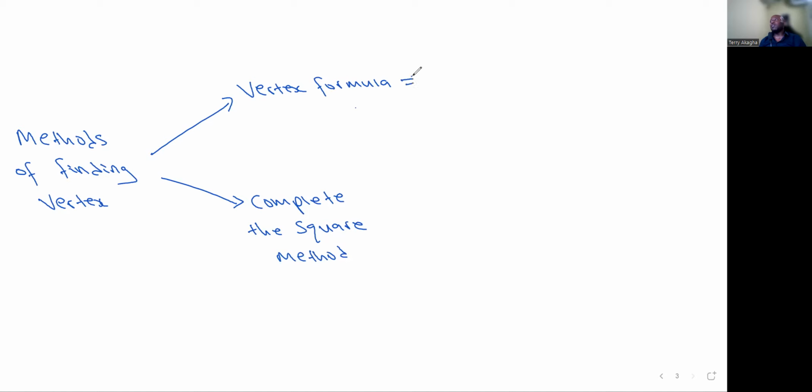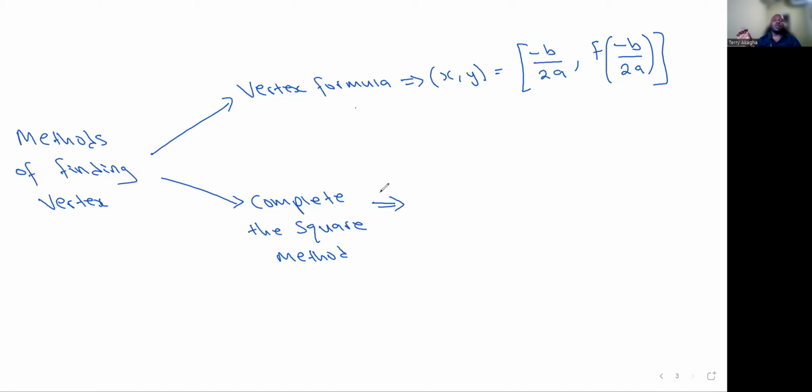So that means if we're looking for a vertex that is x and y, to use the formula, x is equal to minus b over 2a. And also to get y, you substitute minus b over 2a into the function, and that will give you the y for that. But if you want to use completing the square, I'm going to talk about this. I'm going to have separate videos for each of these. The next video, I'm going to talk about the vertex formula, and the video after that, I'm going to talk about how to use the complete the square method.